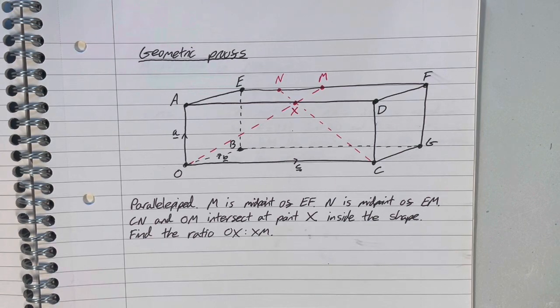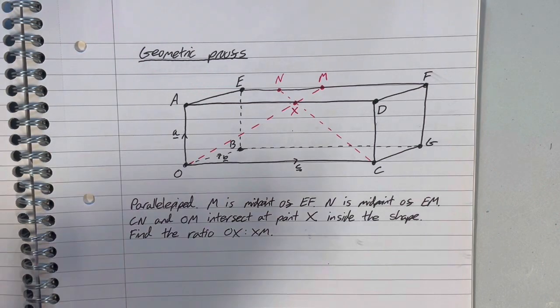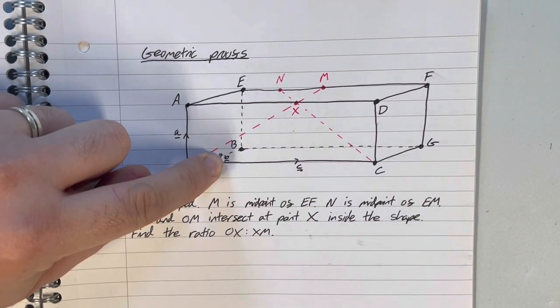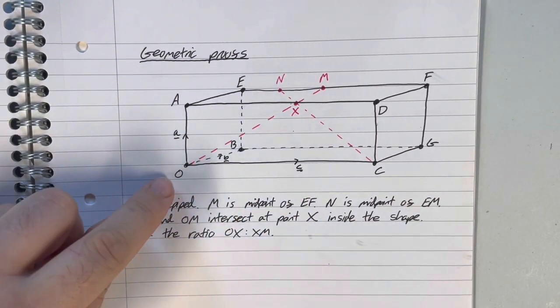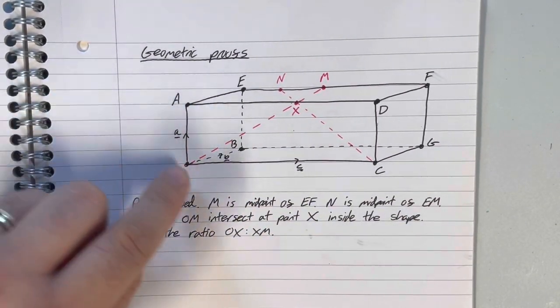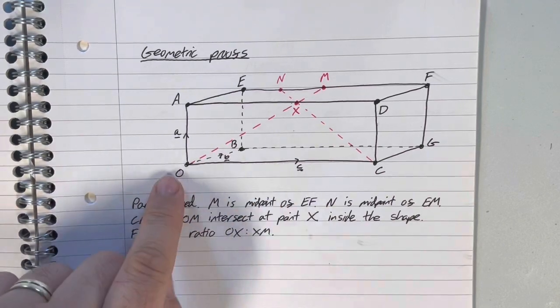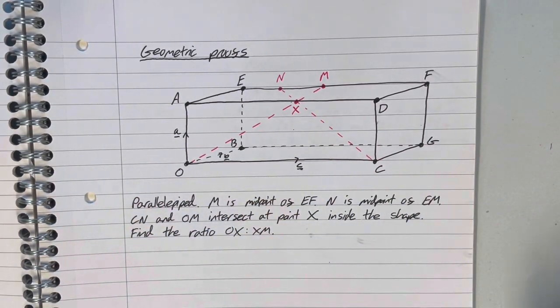You can define a parallelepiped with 3 vectors. I've called them a, b, and c, and more conventionally, a goes from O to A, b goes from O to B, and c goes from O to C. That's the convention we work with in maths. Then we've also got other points, D, E, F, and G, which are other vertices of the parallelepiped.